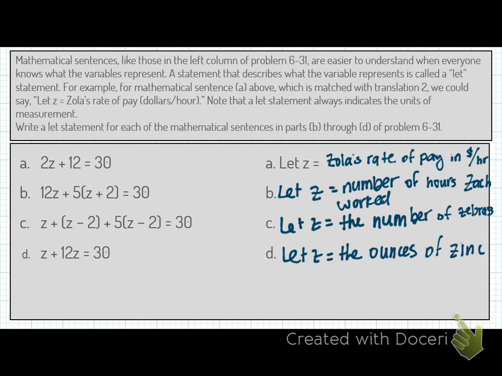Okay, was it easy for some of you? Raise your hand if you felt like this was pretty easy. Okay, raise your hand if it was kind of a little bit more challenging. Okay, that's okay. That's why we're doing this. Challenge is okay. All right, so we're done with that lesson.